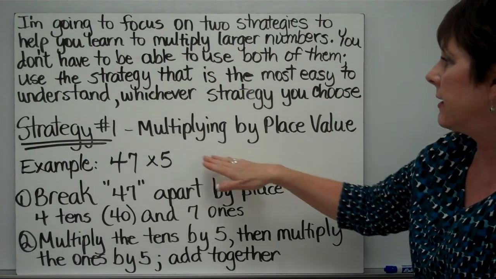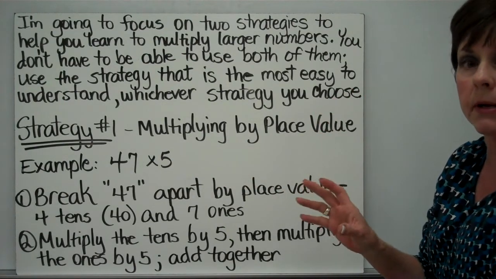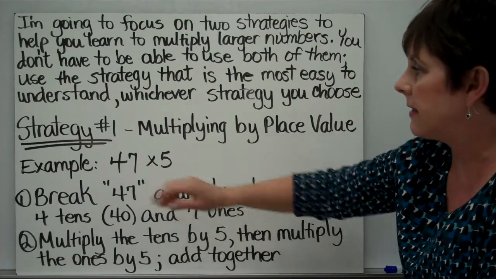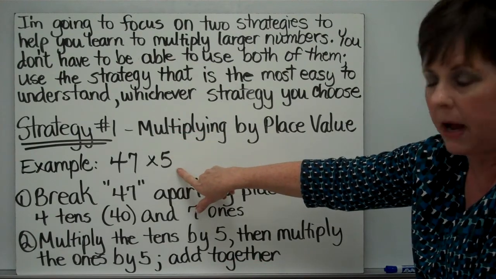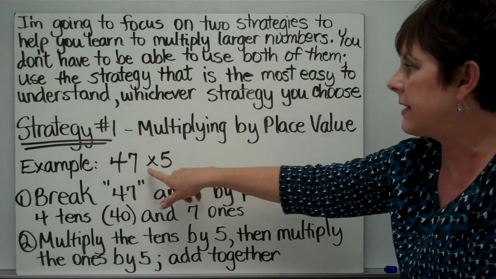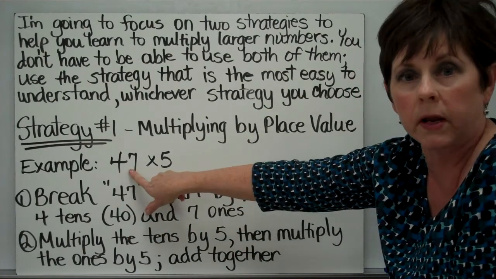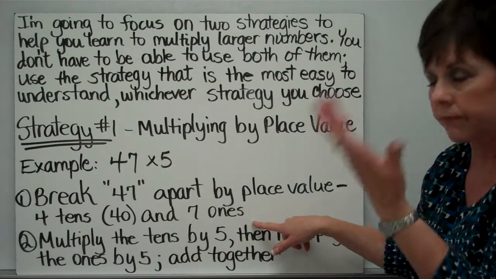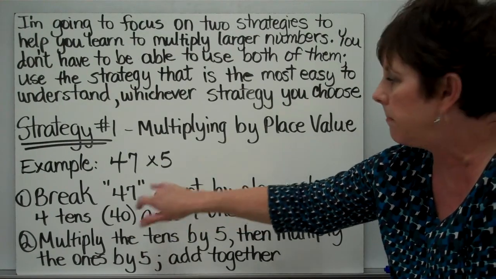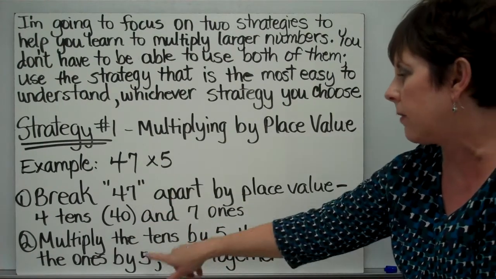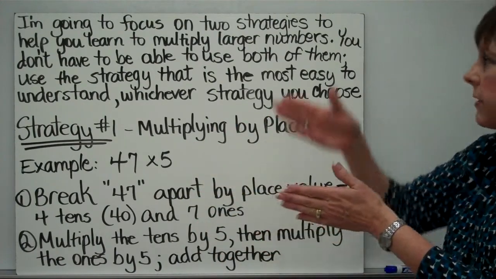The first strategy is called multiplying by place value, which is kind of what the window is a little bit. All right, for example, let's say that we have the numbers 47 times 5. This is a 1-digit number that we're multiplying by. You would break the 47 apart, break it down by place value. You would have 4 10s, which is the 40, and you would have 7 1s, 7. You would multiply the 10s by 5, the 40 by 5, and then you would multiply the 1s by 5, the 7 by 5, and then you would add them together to get your answer.